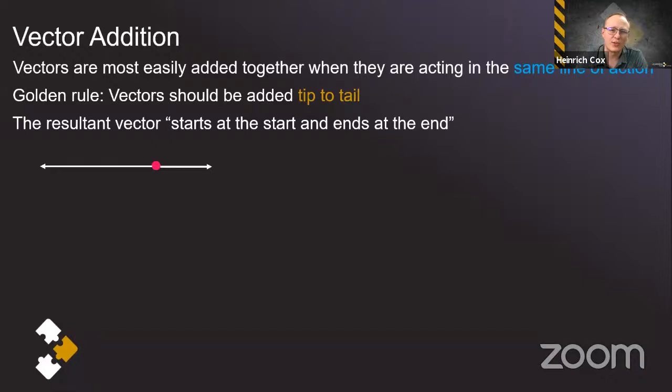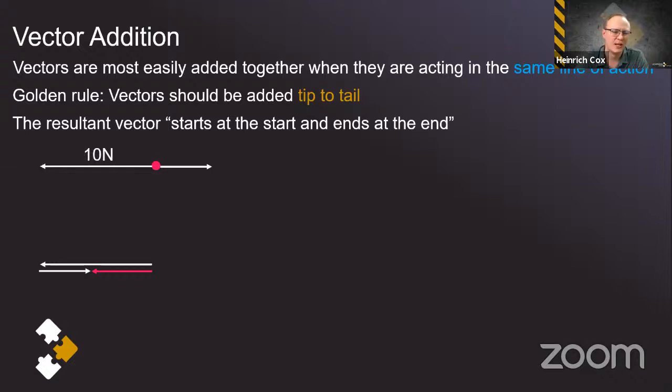So let's say we've got these 2 vectors acting on that point there, that pink dot, right? And we want to add these together. What we would do is draw them tip to tail. So the tail of the one vector goes to the tip of the other one, as we have there. And then the resultant vector starts at the start of the first one and ends at the end of the second one. And so that pink vector there is going to be the resultant vector.